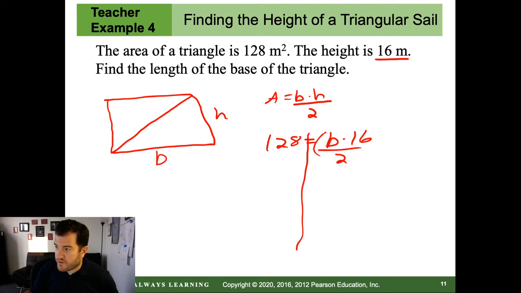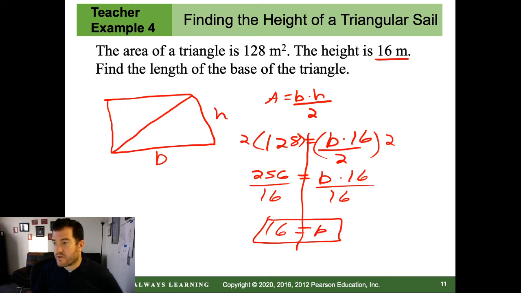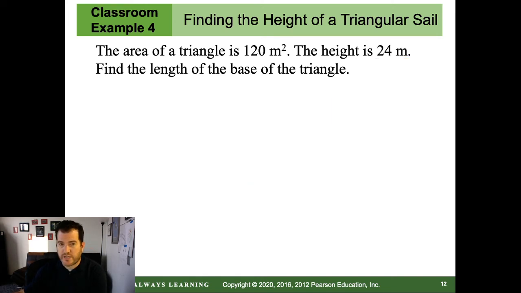The first thing I would do is multiply this side by 2 and multiply this side by 2. So I get 256 is equal to base times 16. Divide this by 16. Divide this by 16. So I get 16 is equal to the base. And that's what I'm looking for. So again, hardest thing is probably setting up the equation. Once you have the equation set up, right, multiply both sides by 2, divide by 16, and then you're good to go. Okay, so go ahead and give this one a shot.